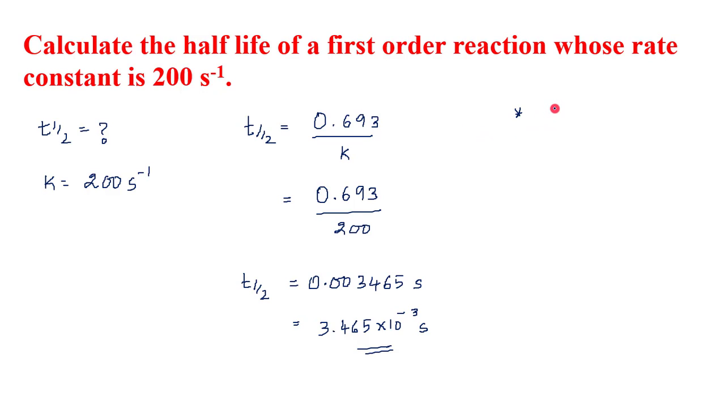I will give one more. K value is 20 per year and one more K value is 500 per minute.